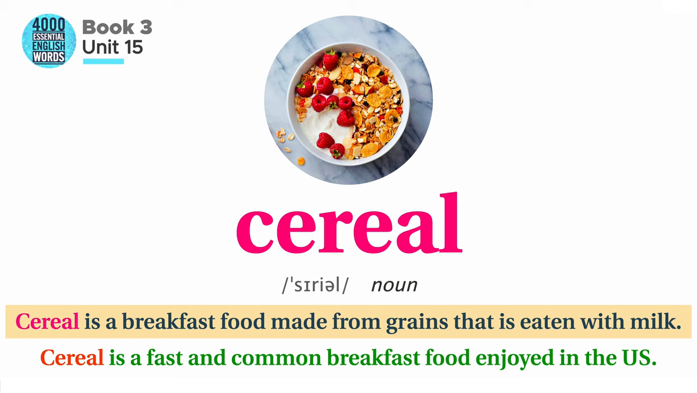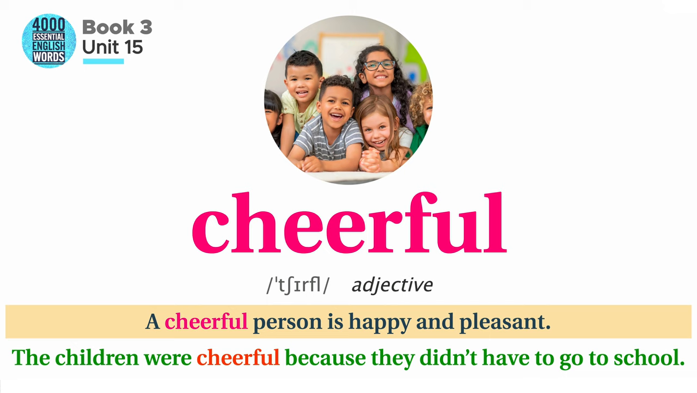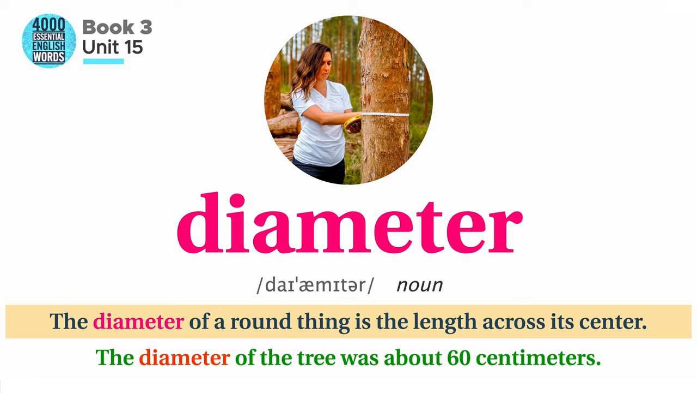Cheerful. A cheerful person is happy and pleasant. The children were cheerful because they didn't have to go to school. Diameter. The diameter of a round thing is the length across its center. The diameter of the tree was about 60 centimeters.